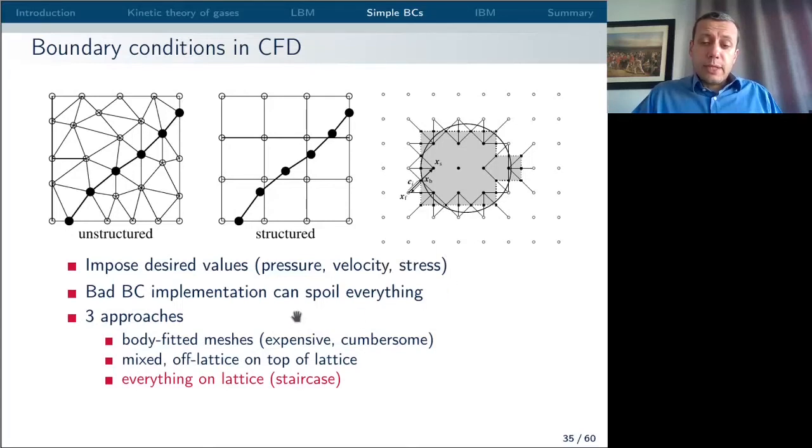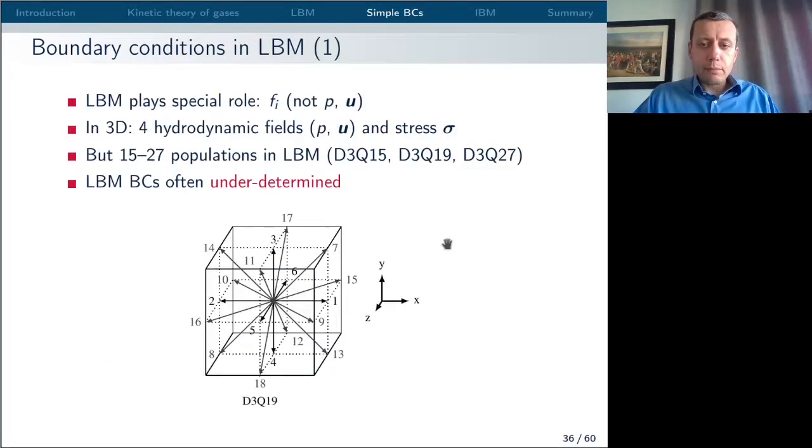What you need to know is, of course, if you have a poor boundary condition implementation, the quality of your results will also be poor, right? You cannot have the best Navier-Stokes solver and the worst boundary conditions and hope that your results will be good. The boundary conditions can spoil everything.